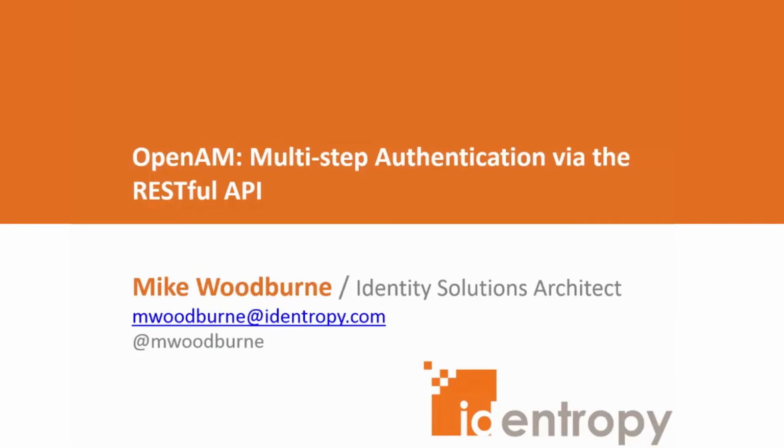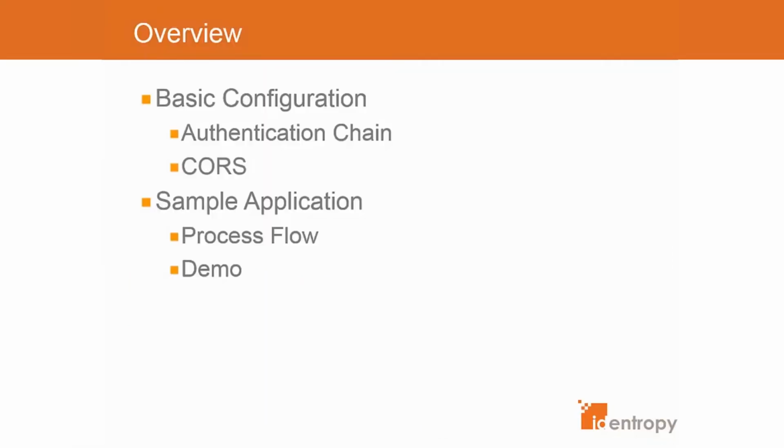This is Mike Woodburn from Identropy, and today I'd like to walk you through using multi-step authentication using OpenAM's RESTful API. As part of this presentation, I'll walk you through the basic configuration required for OpenAM, the authentication chaining, the setting up of cross-origin resource sharing, or CORS, and then I'll take you through my sample application, talking you through the process flow used by the application, and then giving you a demonstration of the application itself.